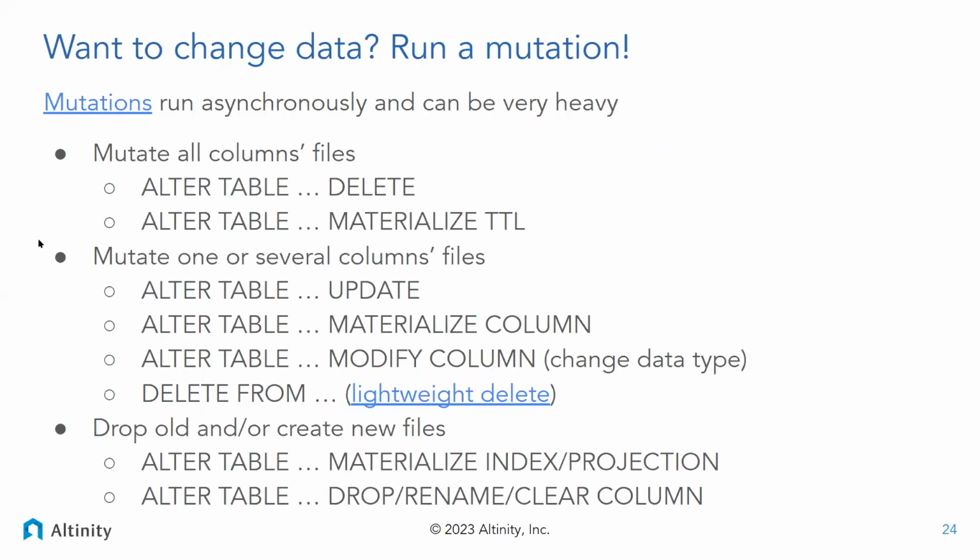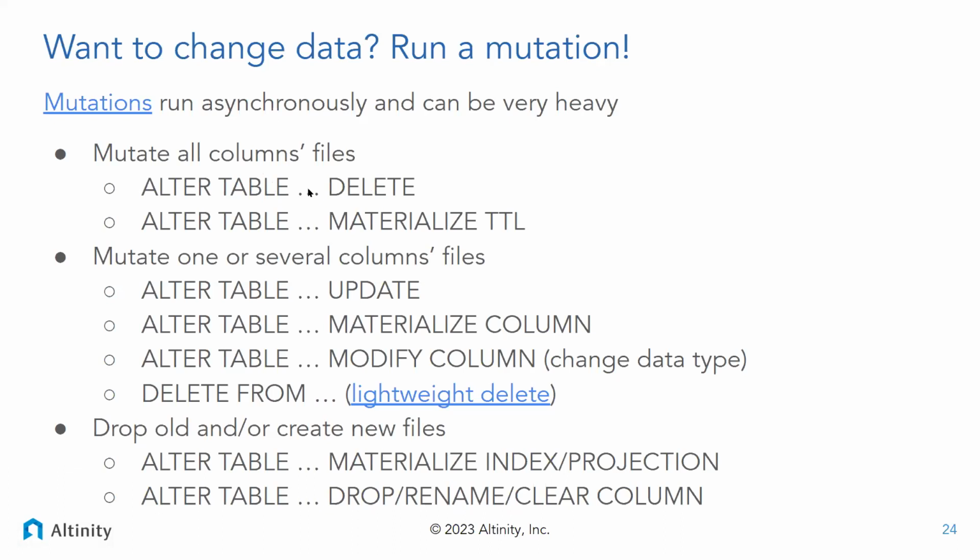Let's talk about changing data. That's the other thing we can do. We can manipulate parts, but we can also make changes to data that will affect parts. There are many commands that do this, and it's beyond the scope of this talk to cover them, but let's take two simple ones. Alter table delete is going to delete rows from parts, but it's going to do it as a background operation. So here you see mutate. We call this a mutation.